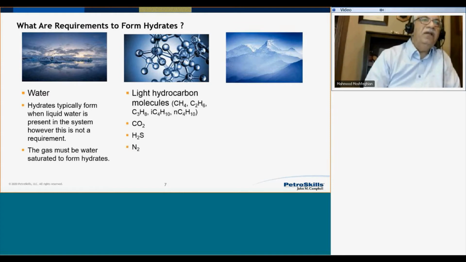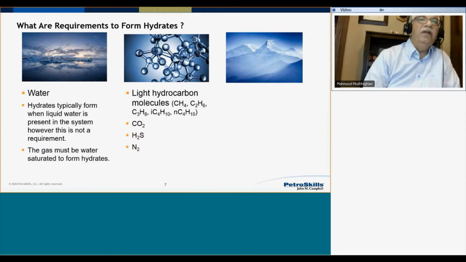Next, we need some light hydrocarbon molecules like methane through NC4, and components like carbon dioxide, hydrogen sulfide, and nitrogen as well. And typically, the size of the molecule should be small so they can enter the cage and form a hydrate, and we'll be looking at that shortly.